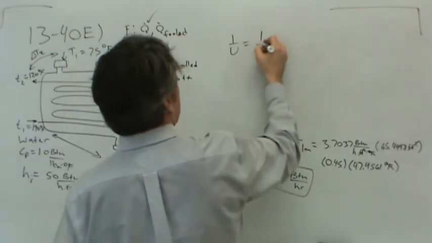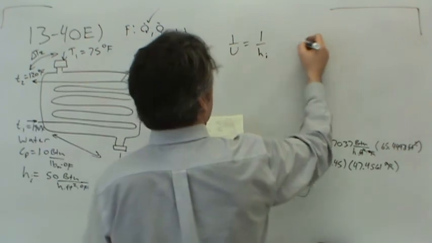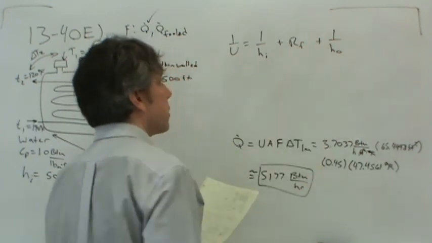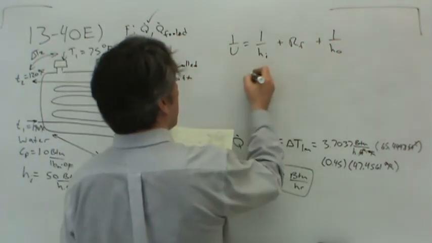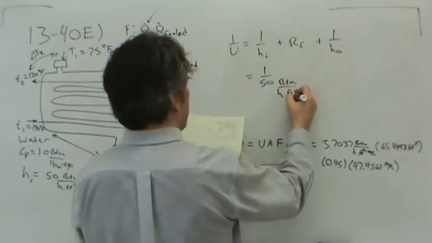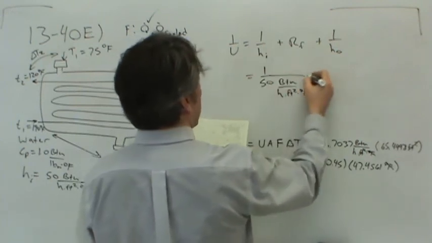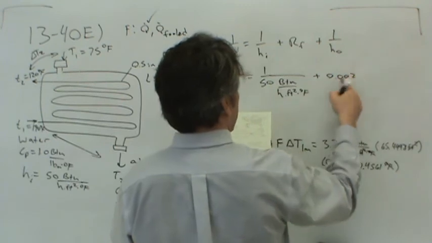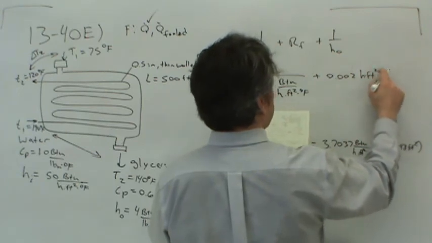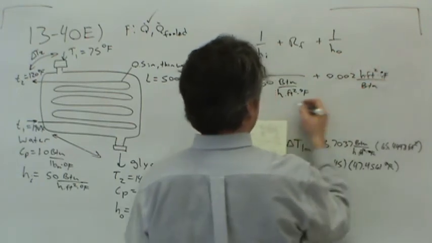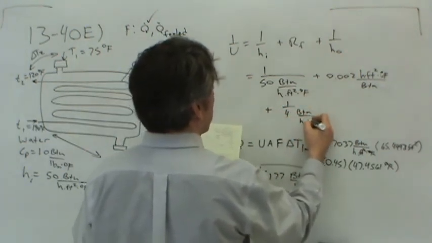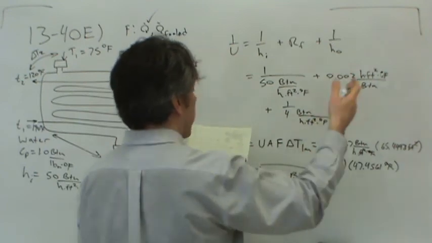So basically, instead of just having 1 over HI plus 1 over HO, we're going to have some fouling resistance to add into this overall heat transfer coefficient. So again, this is 1 over 50. Let's be careful of the units, BTUs per hour per square foot per degree Fahrenheit, plus 0.002 that was given in the problem statement, hours square feet degree Fahrenheit per BTU, plus 1 over 4 BTUs per hour per square foot per degree Fahrenheit. So now we have to add all this mess together.